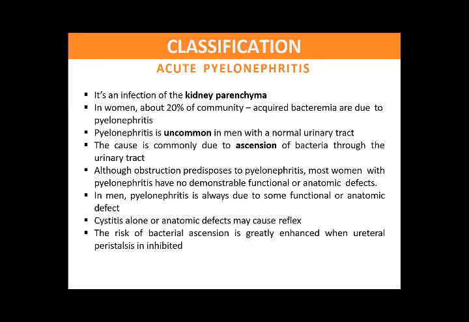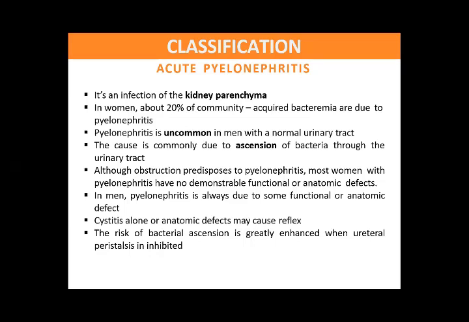So obstruction predisposes to pyelonephritis. Most women with pyelonephritis have no demonstrable functional or anatomical defect. So this is another point. Women are at high risk of getting UTI because of an anatomically short urethra. In men, pyelonephritis is always due to some functional or anatomical defects, so in males it is usually complicated cases. Anatomical defects may cause reflux. In children, it is very common to have vesicoureteric reflux, and they can have ascending pyelonephritis.